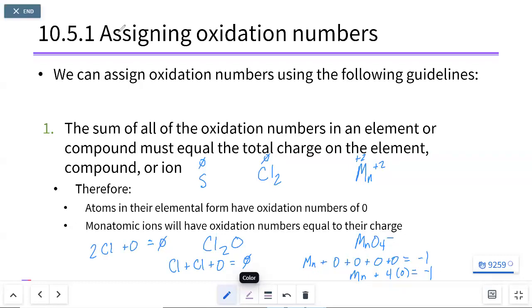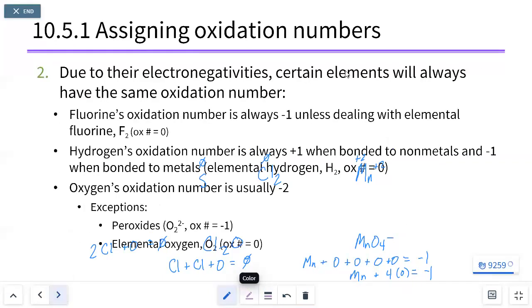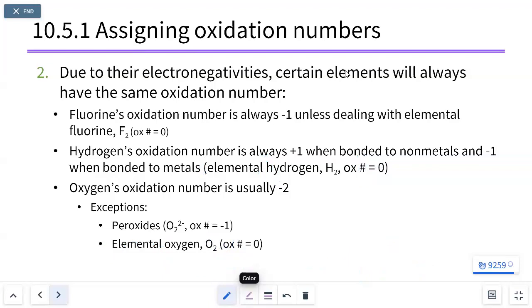Because if I'm looking at the permanganate ion, I'm not exactly sure how to tackle this algebra problem. Right now, it's got two variables. You know as well as I do, you can't solve two variables with one equation. You need some other kind of piece of information. So here's where that piece of information comes in. Because some elements are more likely to draw electrons to themselves than others, certain elements have well-known, well-defined oxidation states.